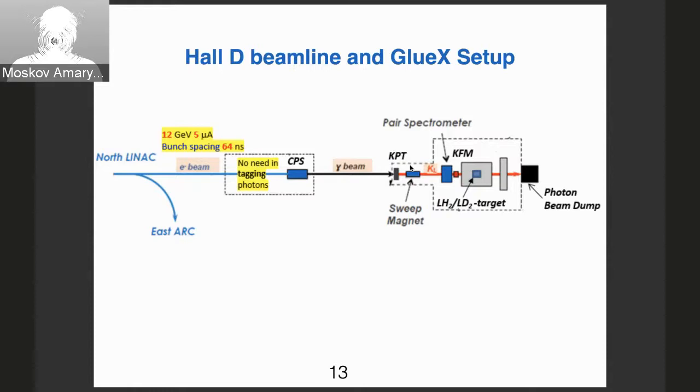This device is called compact photon source. And then the gamma beam hits the beryllium target. On the beryllium target, we produce a beam of K-long, which then is transported to the GlueX setup, to the target, to the liquid hydrogen and deuterium target.